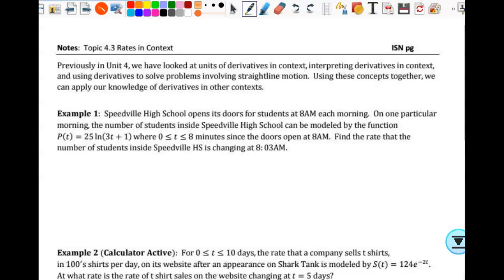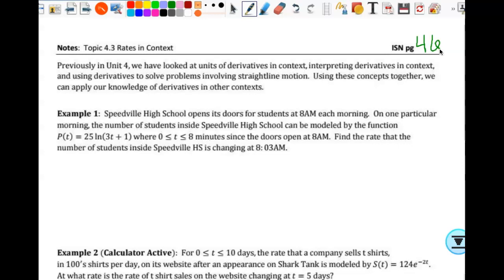Alrighty, so this is going on page 46. We're going to do some of this together. You're doing most of it on your own, or together on your own without me. You'll be fine, because this isn't really new, okay? We have looked at units with derivatives. We've looked at derivatives in context. Then we did the PVA stuff with straight line motion, either going left and right or up and down. And so now we're going to use basically other contexts.